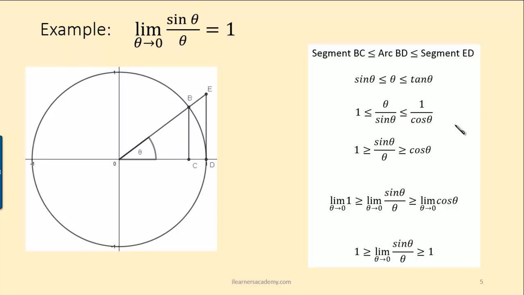And then I take reciprocals across. That means we have to reverse these inequalities. So 1 now is going to be greater than or equal to sine of theta over theta, and this will be greater than the cosine of theta.